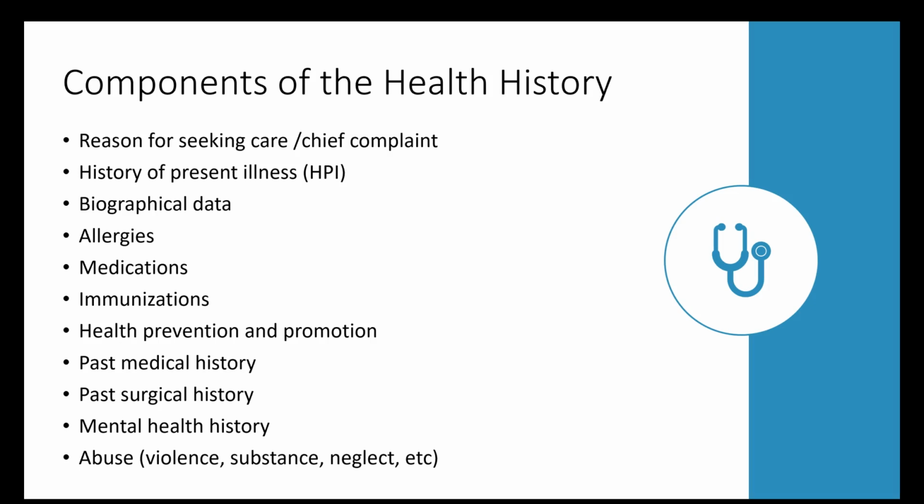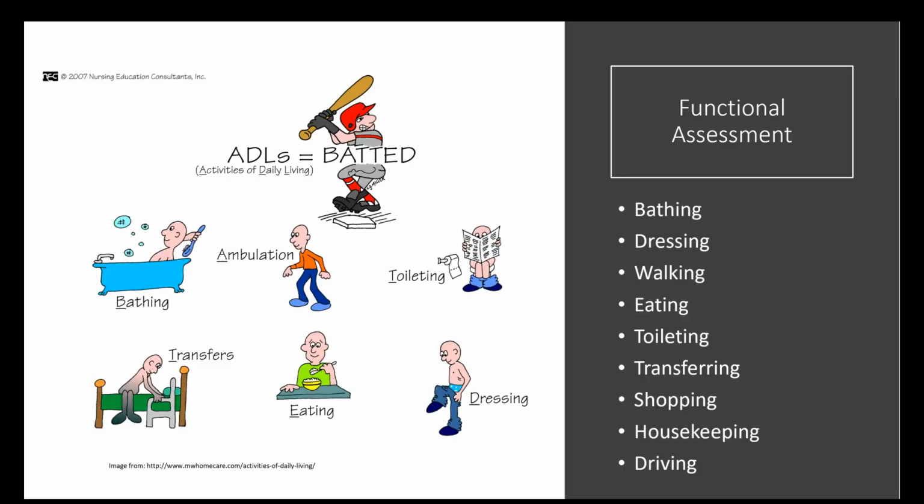We look at their health prevention and promotion. Do they get their mammograms like they're supposed to? Anything like that. What is their medical history? Do they have heart problems or lung problems, or have they had a surgical history where we've had surgery on their belly? Mental health history includes anxiety, depression, schizophrenia, PTSD, any one of the mental health concerns. We do need to make sure that is included in the health history, because that really will impact a lot of what goes on with their physical well-being. We also do an abuse screening for violence, neglect, or abuse. We do a functional assessment.